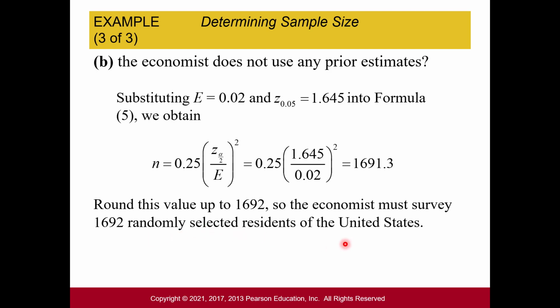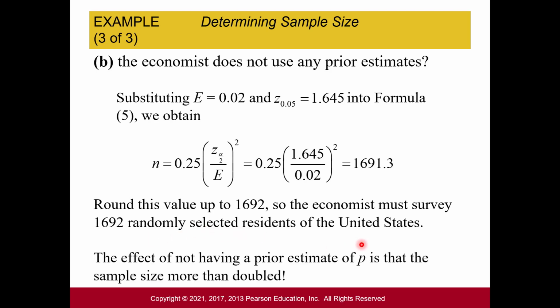1,692 randomly selected residents. And so the effect of not having a prior estimate of p is that the sample size increased by quite a bit. It was more than doubled from knowing a prior p value.